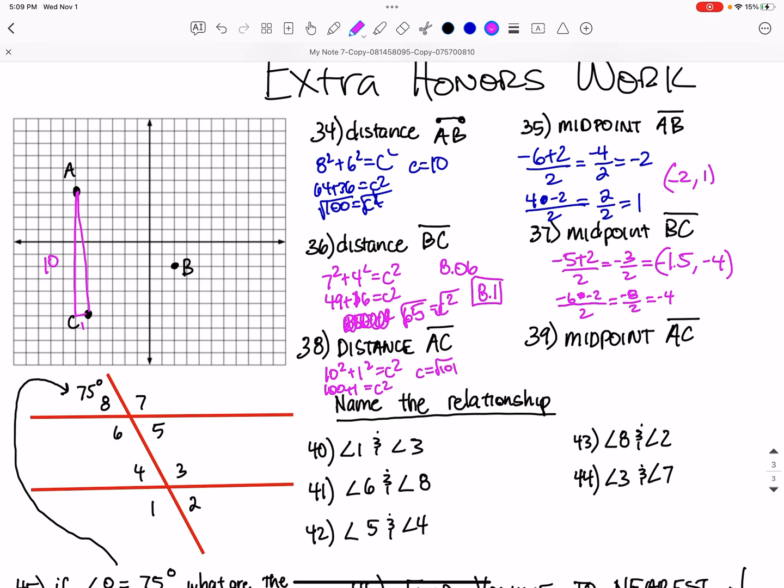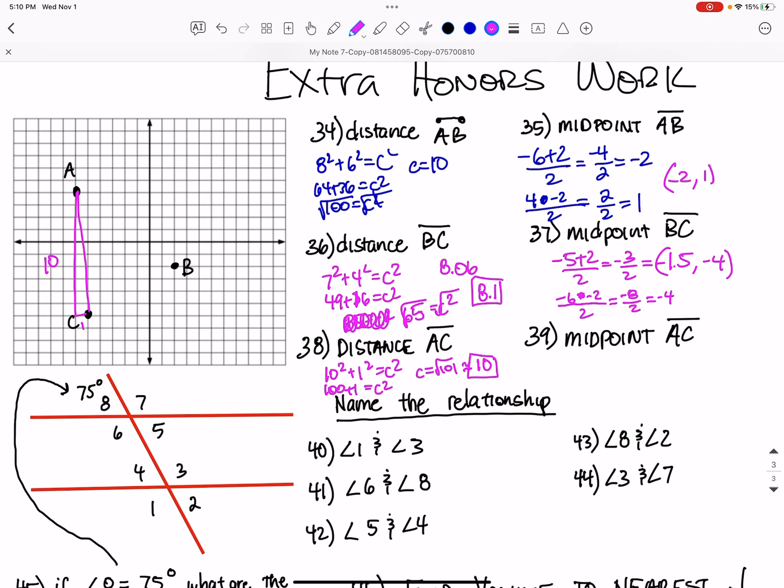I'll do it in my calculator. The square root of 101 is 10.04. So rounding to the nearest tenth it's still 10.0. So it's not actually 10, but it rounds to 10.0. All right, where's the midpoint?